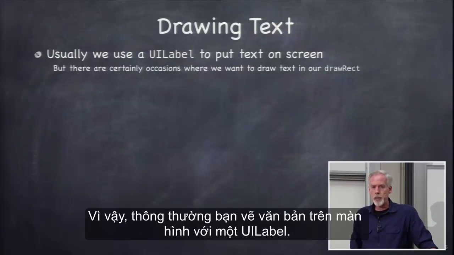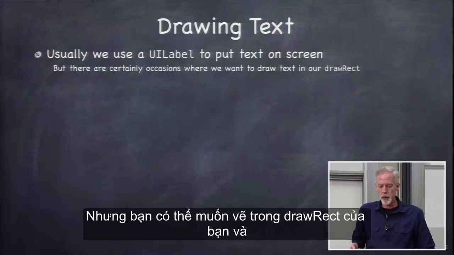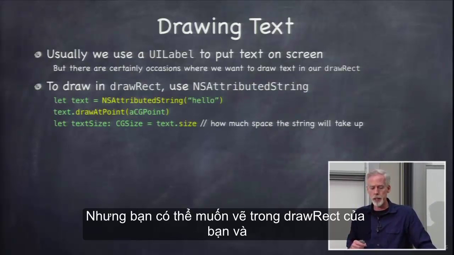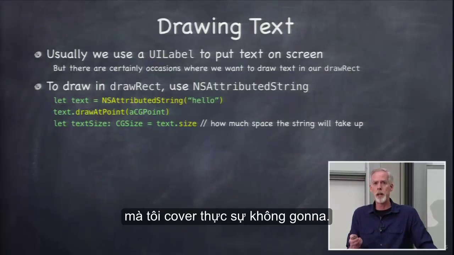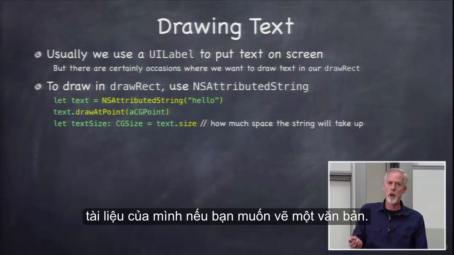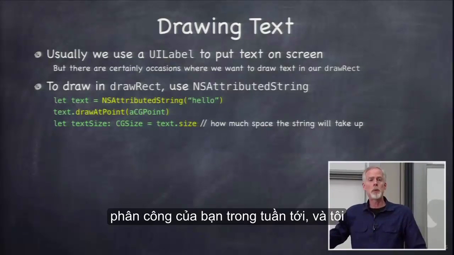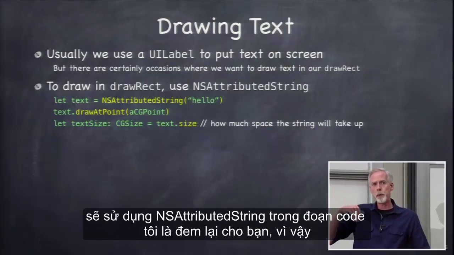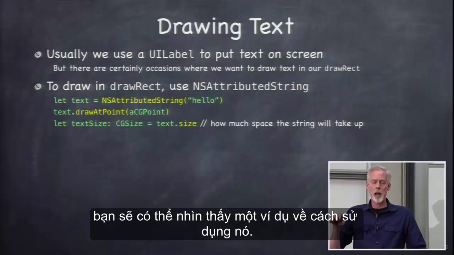All right, drawing text. So usually you draw text on screen with a UILabel. That's what you did with your display, etc. But you might want to draw in your drawRect, and you do that with this class called NSAttributedString, which I'm really not going to cover. You want to look at this documentation if you want to draw text. I'm not going to do a demo of NSAttributedString, but I'm going to give you some code for your assignment next week, and I'm going to use NSAttributedString in the code I'm giving you, so you'll be able to see an example of how it's used.